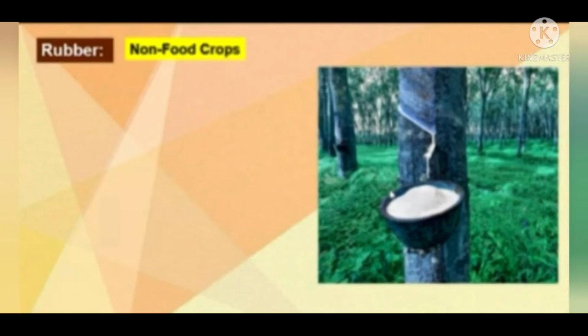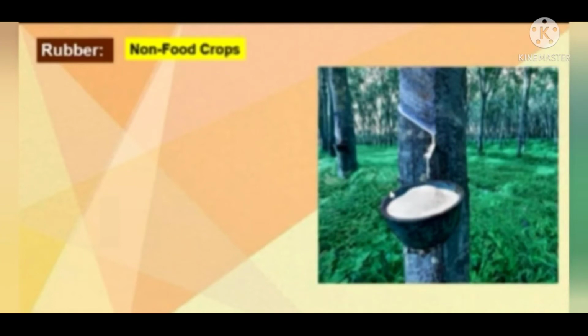And it will start giving latex drop by drop, which gets collected in the bowl. Generally it is a coconut bowl. And by 10 o'clock it will stop. Then from all the trees it is collected in buckets. They put it in a tray and add some chemicals whereby it will become a thin sheet. They will dry it and give it to the industry where it is further processed into, say, tires, tubes, etc.